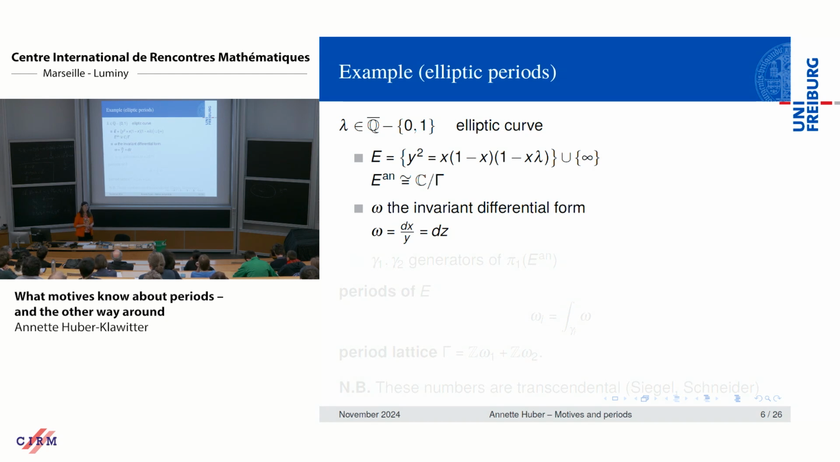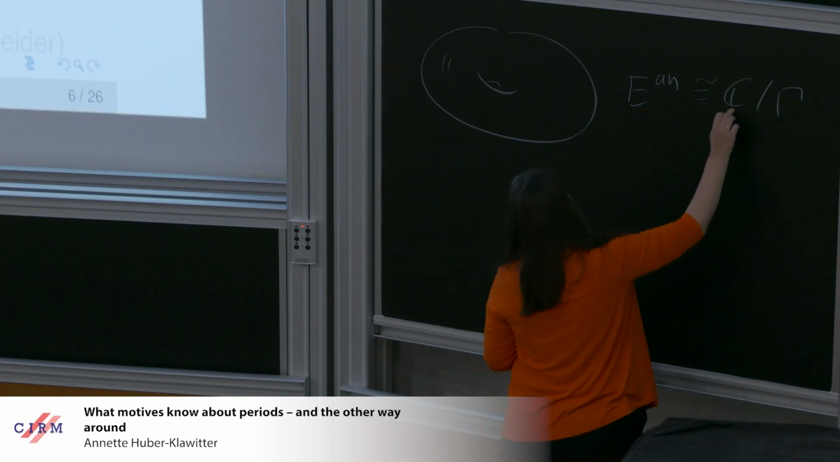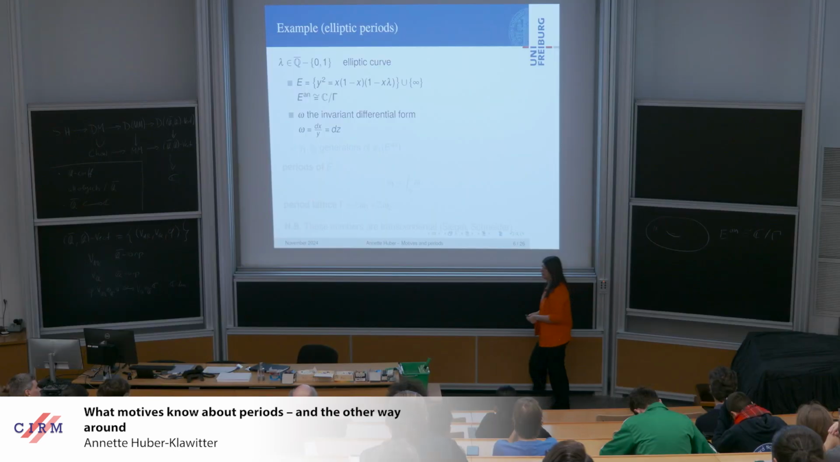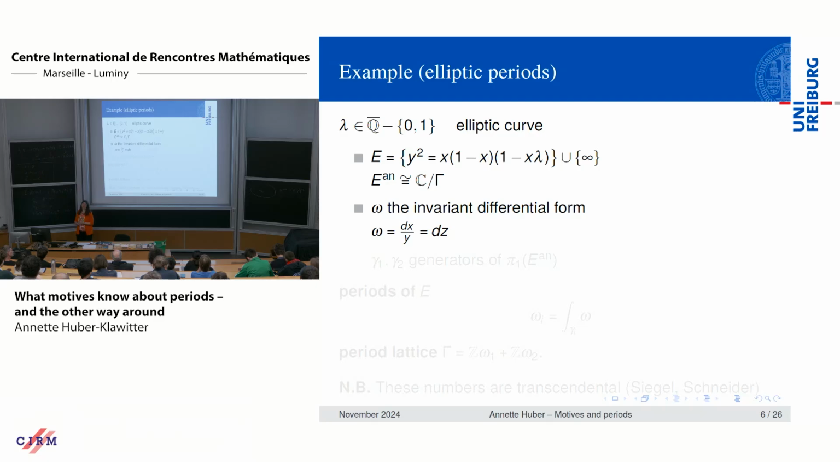If you want to write it in terms of the uniformization, so this E_n was C modulo a lattice, and you write it in terms of the coordinate on C, then the differential form is dz. It's a global holomorphic algebraic differential form. Okay, that's my differential form.